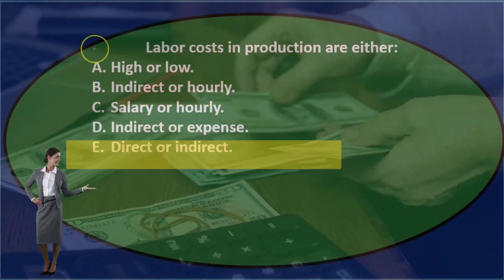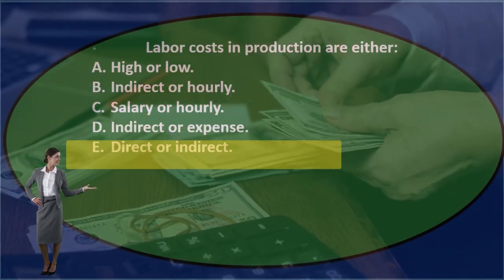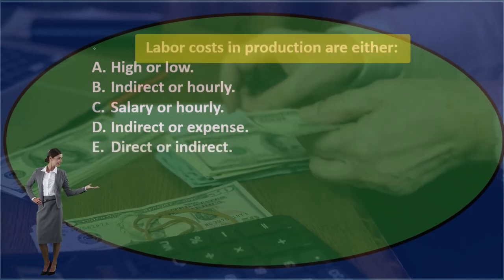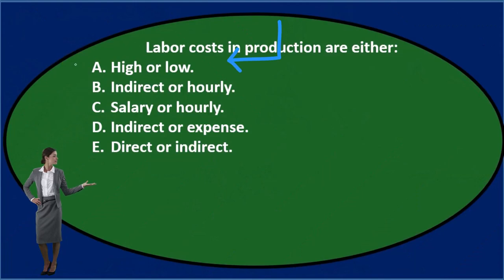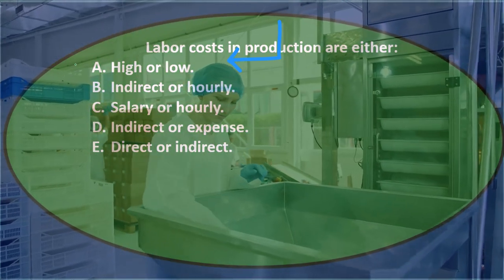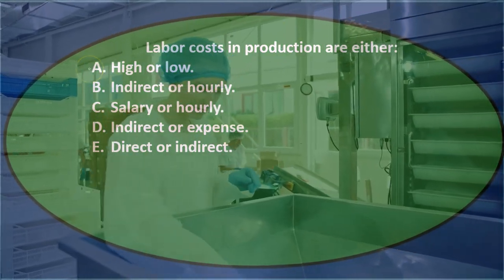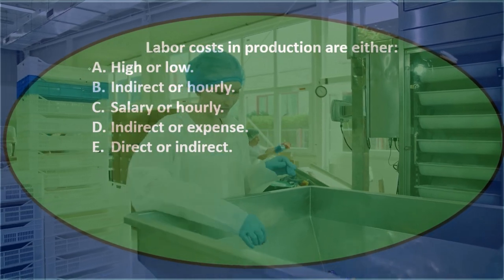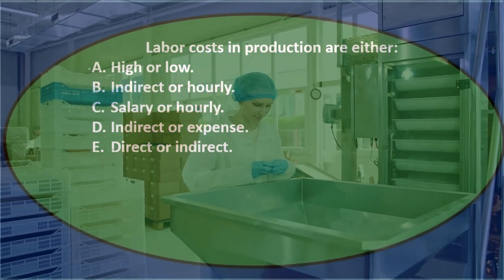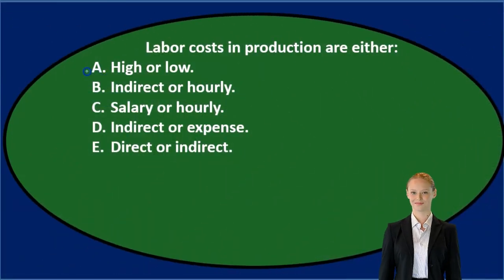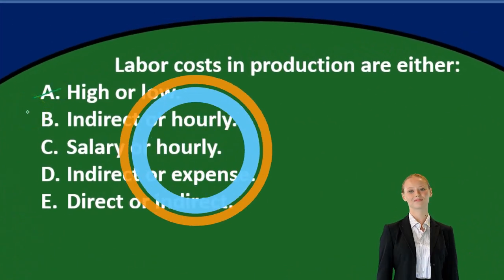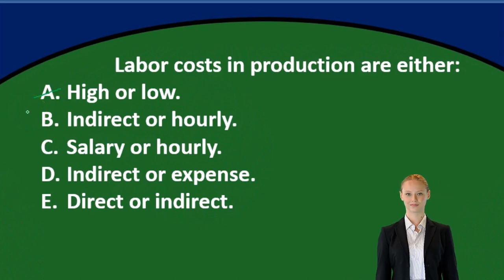Okay, let's go through this again using the process of elimination. Labor costs in production are either A, high or low. That's possible. They could be in between too, right? So labor costs could be high or low. This seems kind of arbitrary. They've got to be one or the other or in between, but they seem like kind of made up terms. So high or low doesn't seem to be the types of terms we're looking at here.